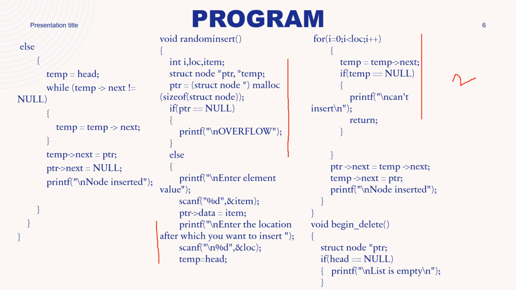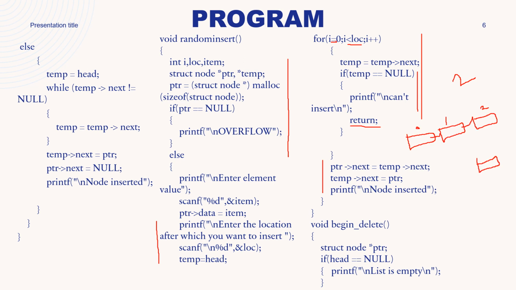Okay, so to traverse, we need to use a for loop or any loop, you can say. But here I have used the for loop, that is i equals 0, i is less than location, means till the location is found we'll need to traverse. And if suppose the location is not found, then we'll simply print that can't insert, means can't find that location. And after that, if suppose we get that location, then we'll simply return that node. Okay, and after that we need to just convert their next pointer.